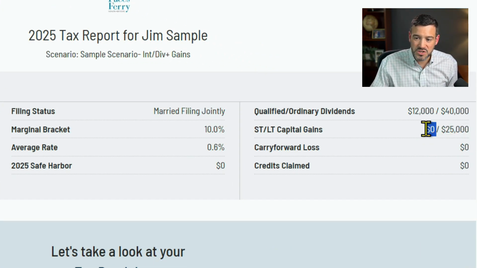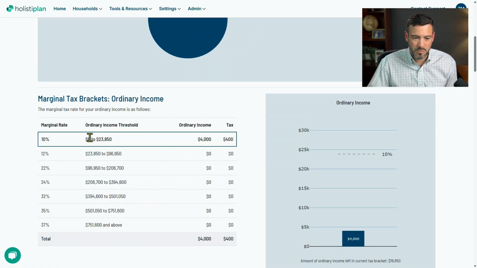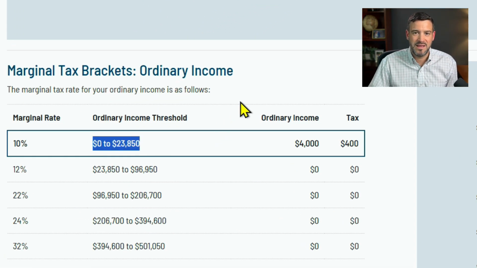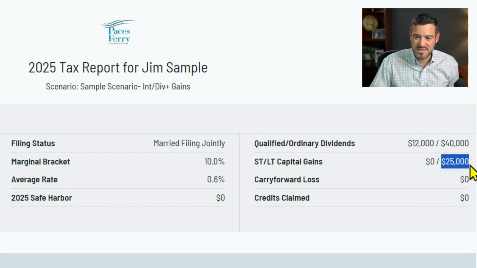Now, if they were to sell it for short-term, so if they were to hold it for less than a year, it would be a short-term gain and it would go straight to their ordinary income tax brackets. So it would jump right into filling up this bracket. And so most of the time, if you can avoid it, you want to take a long-term gain because that's going to go to your long-term gains bucket.